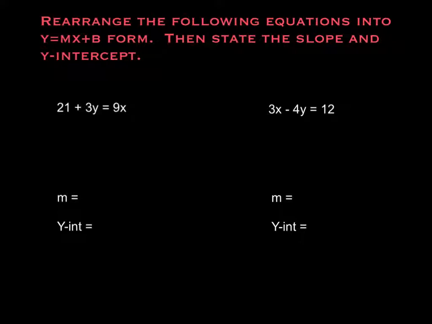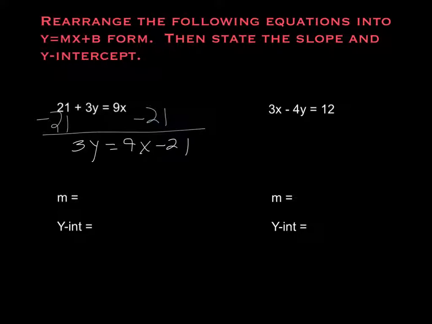Okay, so for the first one, we need to get this 3y by itself first. So that means I need to do something with this 21. And so I'm going to subtract 21 from both sides. Notice I did not write the 21 under the 9x, since they're not like terms. That way, hopefully, I will remember not to combine them. And then I've got 3y equals 9x minus 21.